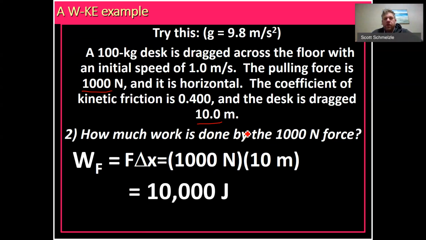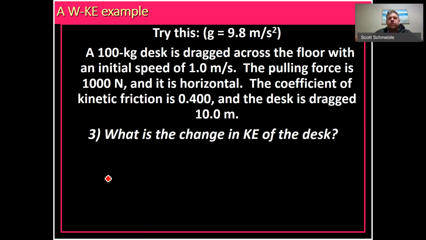So we see our work here, and maybe this F probably isn't the best thing to have there. Our work here is 10,000 joules. Maybe work of pulling is probably a better way to describe this one, okay?